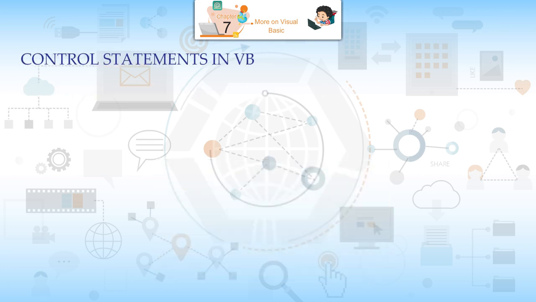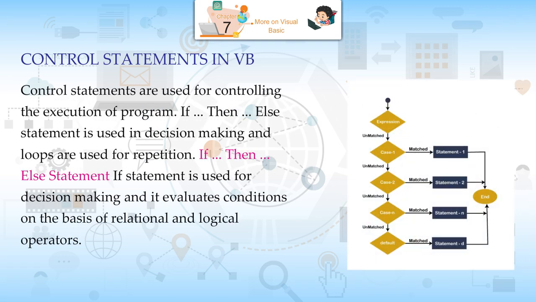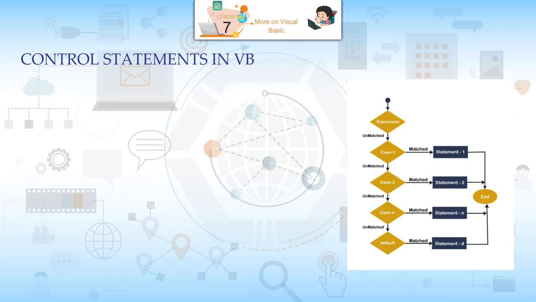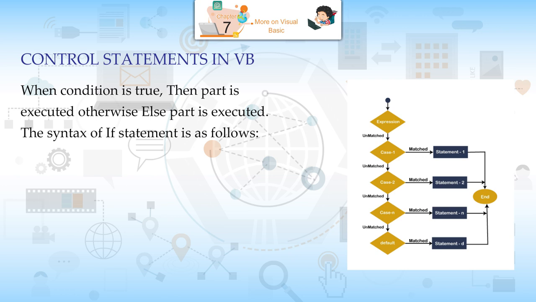Control statements in VB. Control statements are used for controlling the execution of a program. If, Then, Else statement is used in decision making and loops are used for repetition. The If statement is used for decision making and it evaluates conditions on the basis of relational and logical operators. When the condition is true, the Then part is executed, otherwise the Else part is executed.